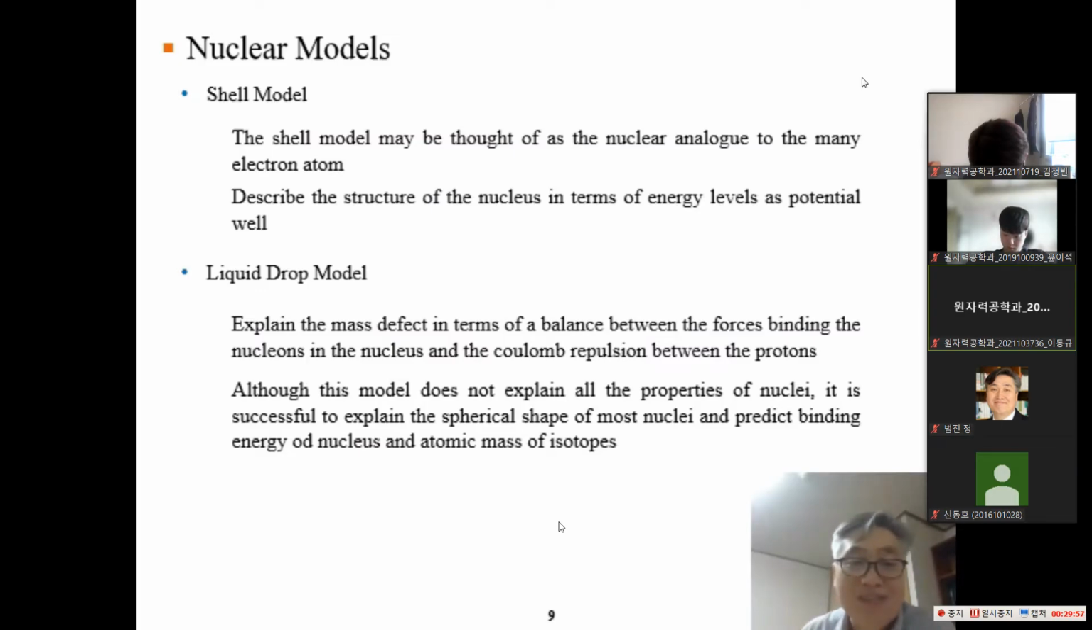So the shell model is, as we discussed before, that there are orbits inside the nucleus. There are nuclear orbits. That is what we call the shell model. Sometimes we use the liquid drop model, in which the nucleus is like a liquid drop. We will not go very far into these models, but you will learn them in atomic physics.